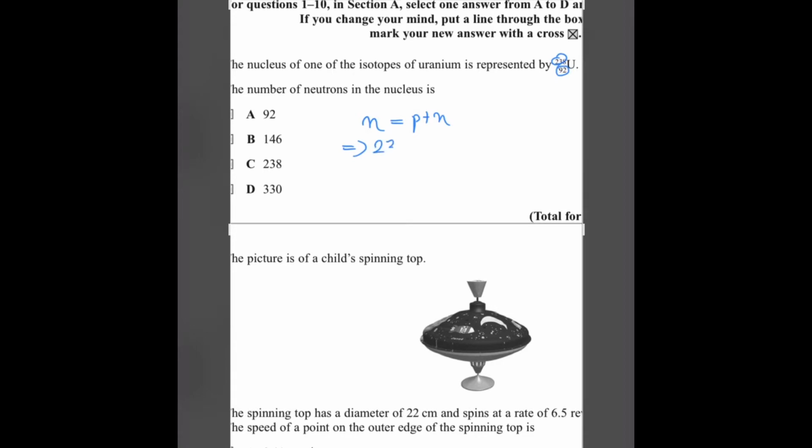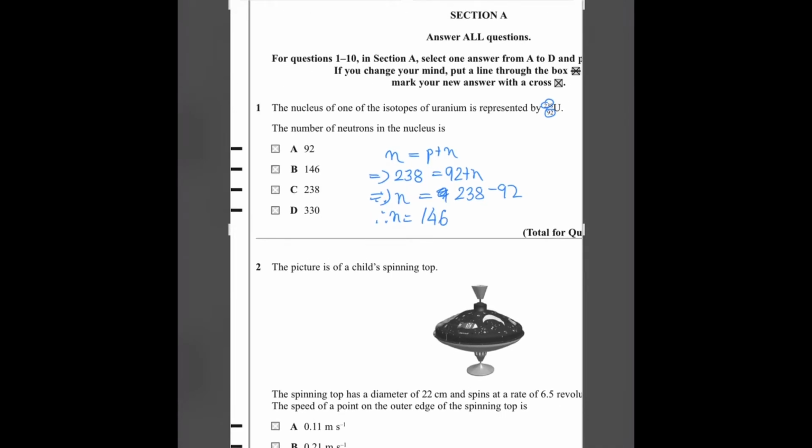So 238 equals 92 plus n. So n will be equal to 238 minus 92. So the value of n will be 146. So the answer is B.